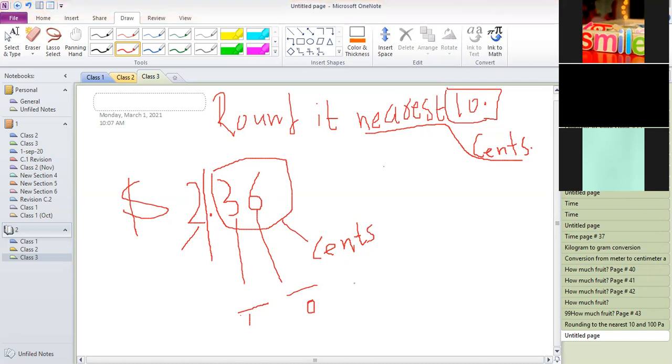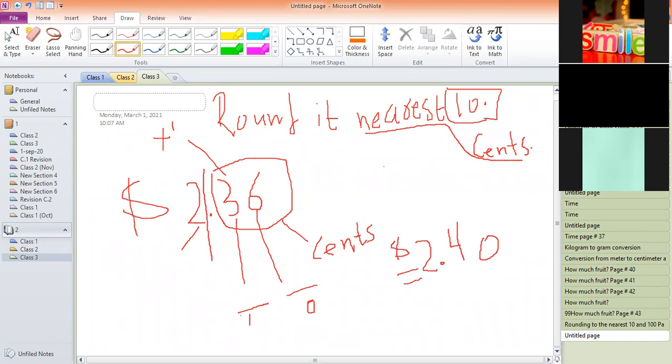36. So again, when you round off 36, on the ones place there will be 0, right? And because 6 is greater than 5, you will add 1 to the 3. It will become 4, and the 2 point you will write as it is. So it will become $2.40. Clear, guys?